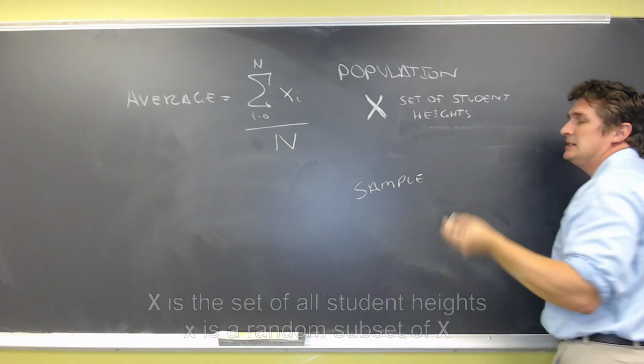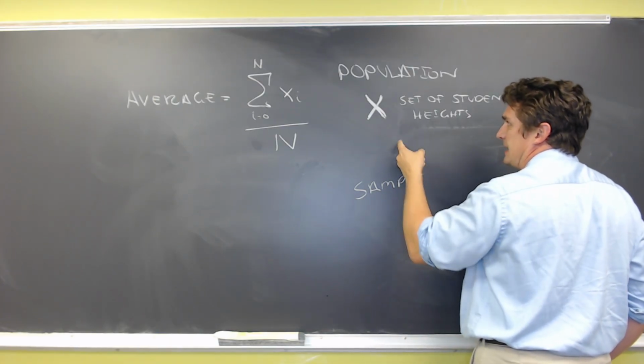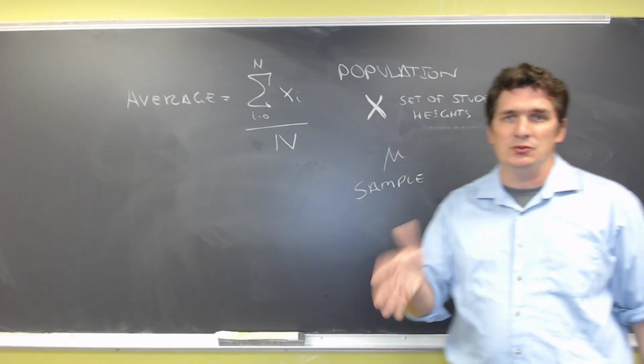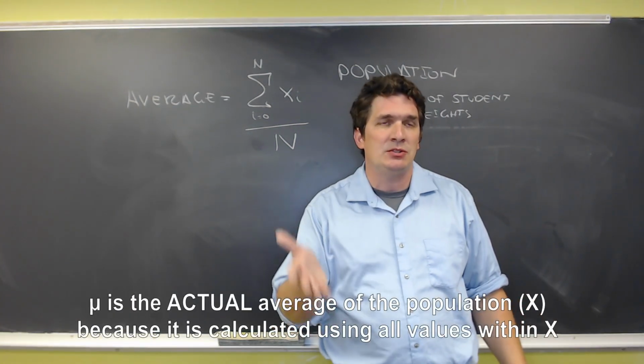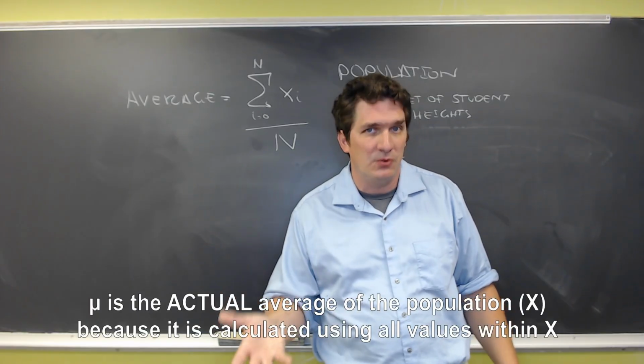Now, we can calculate an average based on this, and when we look at the average value of that data set, we're going to end up getting mu. So mu here is a true population average. It is the actual average of the population. We didn't have to do anything other than do a calculation for it.